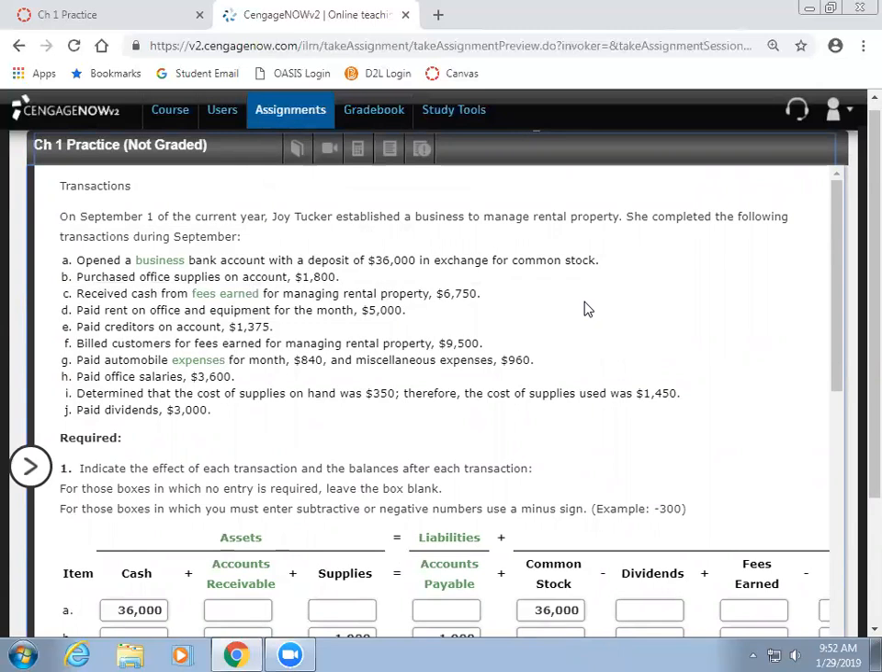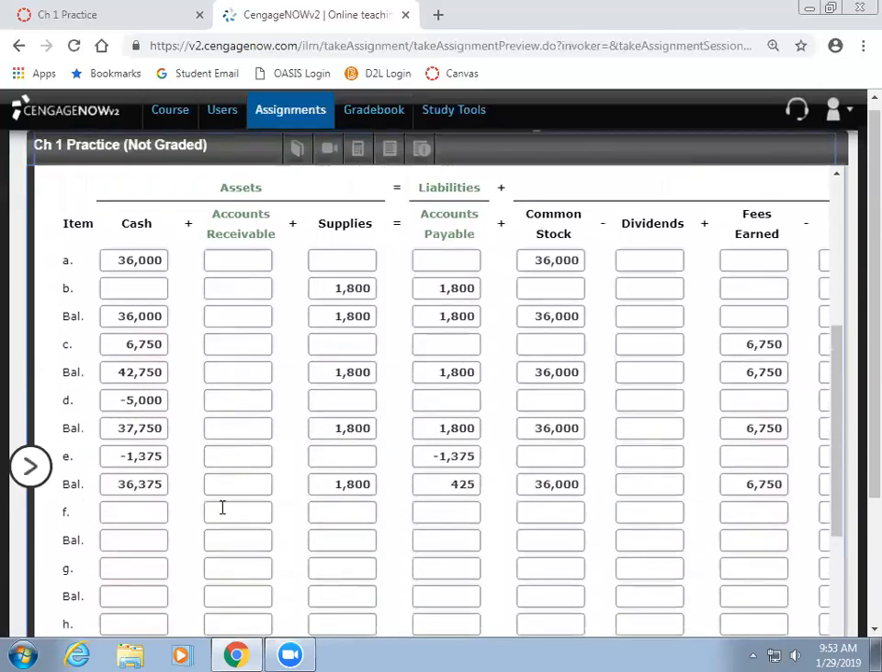You got it. Perfect. So all we're saying here is that we perform services as part of our business. So we're earning revenue, so fees earned is going to increase. But they didn't pay us right away. So we're billing them. So that's money due to us. So that's an accounts receivable, which is an asset. So we're going to put that $9,500 as an increase to accounts receivable. They owe us money. We're going to invoice them. We're sending them a bill. And then fees earned increased by $9,500.